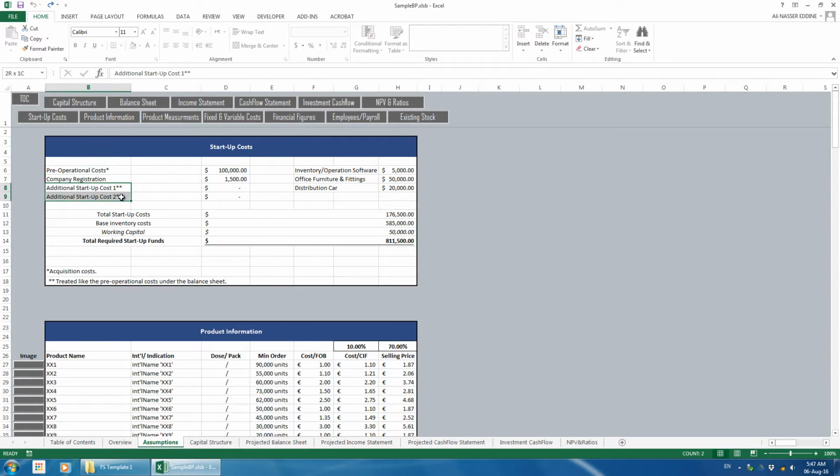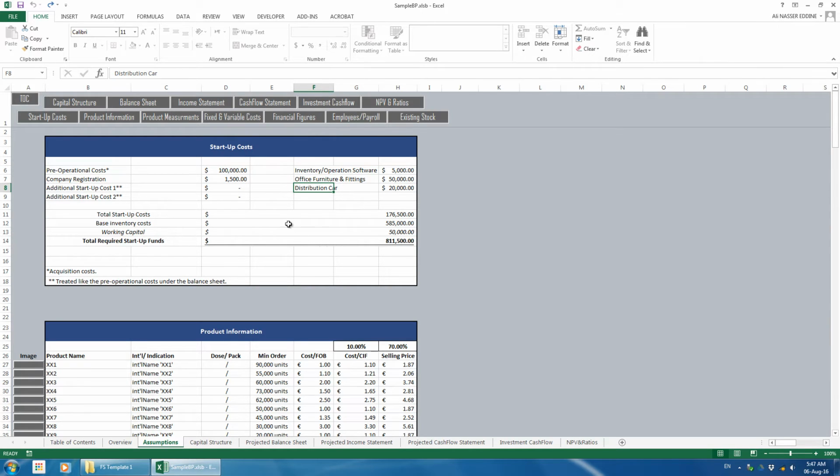There is place for additional startup costs that will be treated as intangible assets also. The inventory software is an intangible asset as well. The office furniture and distribution car are fixed assets and depreciate according to the rate you specify below. Total startup costs is the sum of the above.